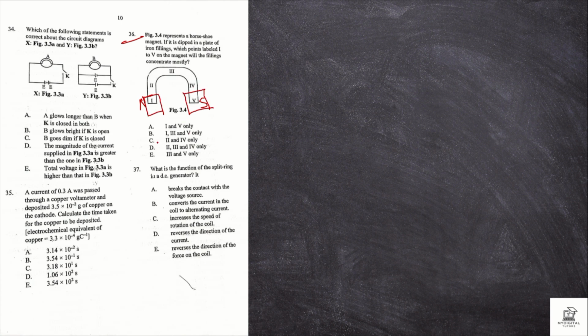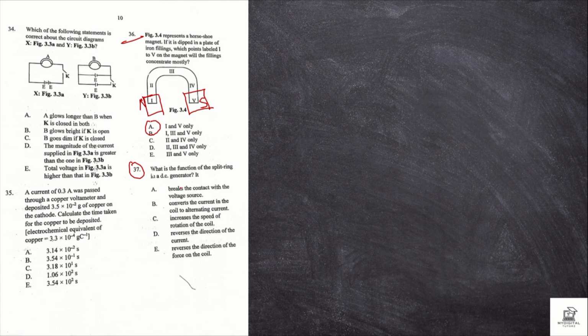So let's look at the options. You have option A, 1 and 4 only. Option B says 1, 3 and 4 only. So let us not waste our time. The correct answer is option A, 1 and 4 only. Are we clear? So question 37 says, what is the function of the split ring in a DC generator?